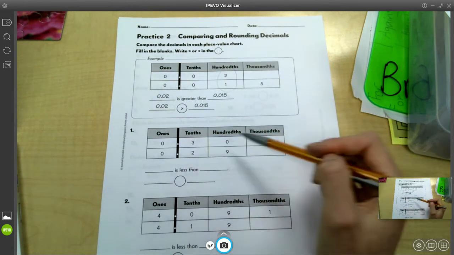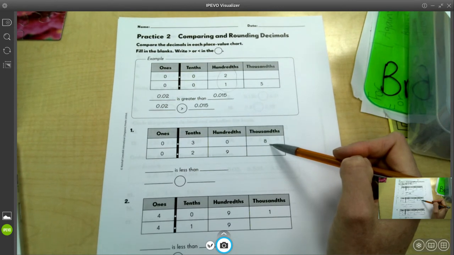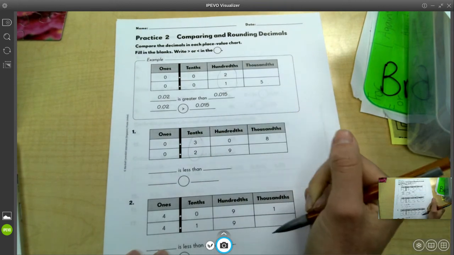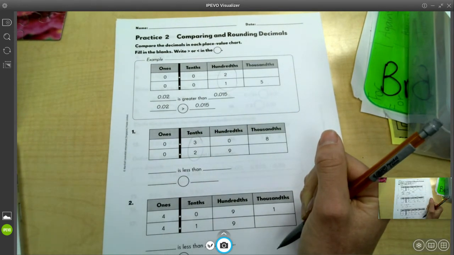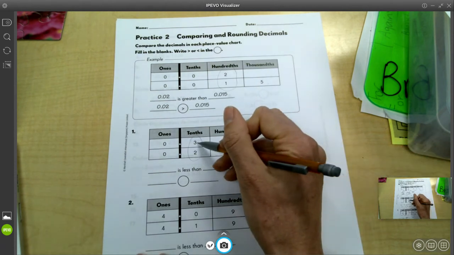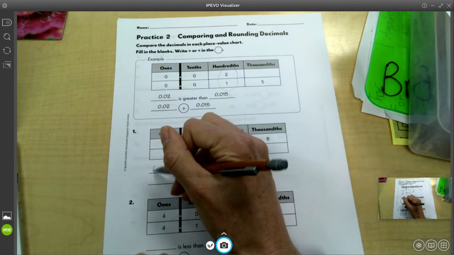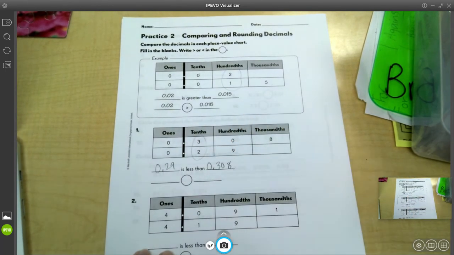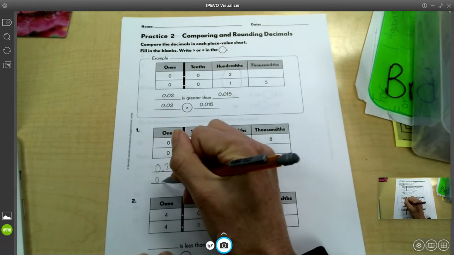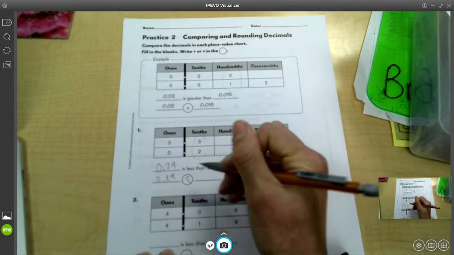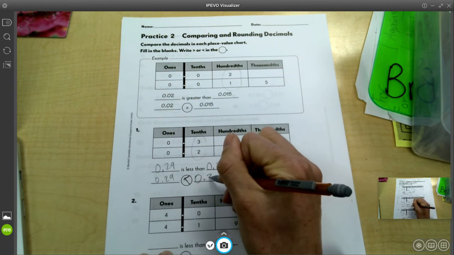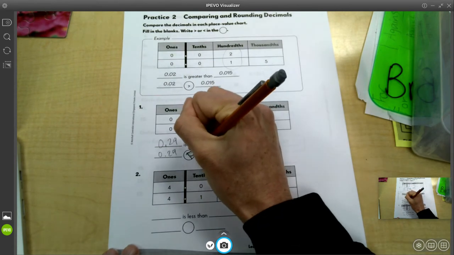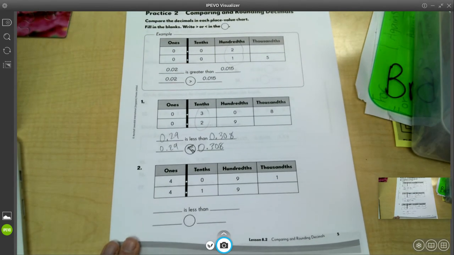So here we're looking at 308 thousandths versus 29 hundredths. I'm looking at my 10th spot. That's the highest place value spot I have. 3 is bigger than 1, so 29 hundredths is less than 308 thousandths. I can rewrite that as 0.29 is less than, that's my less than symbol. Remember, the alligator is eating the one with the greater value.